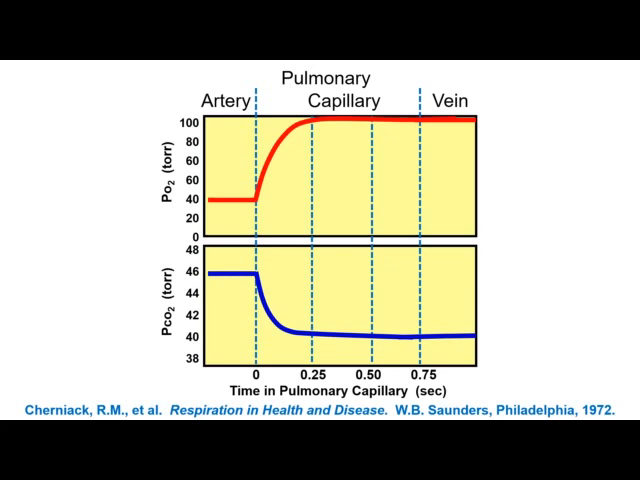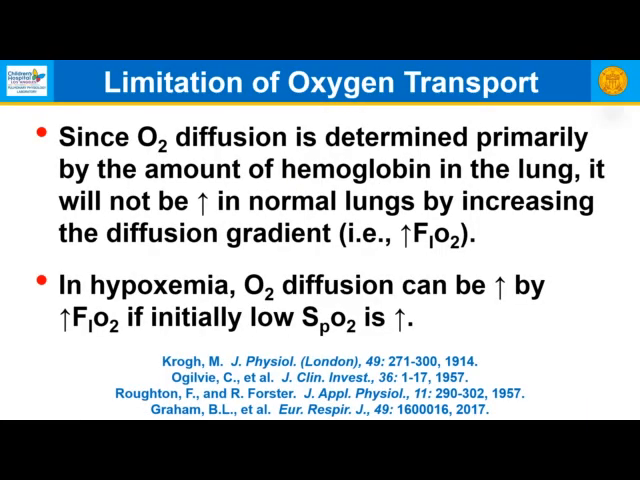So there's no more room for oxygen, and therefore more diffusion does not occur. Since O2 diffusion is determined primarily by the amount of hemoglobin in the lung, it will not be increased in normal lungs by increasing the diffusion gradient, that is, by increasing the fraction of inspired oxygen.